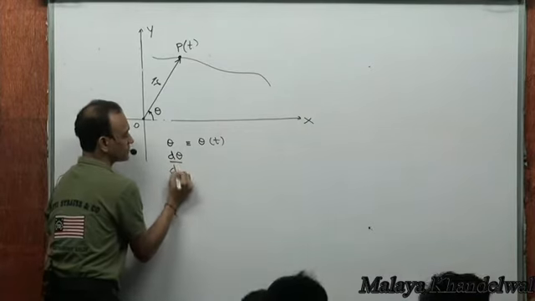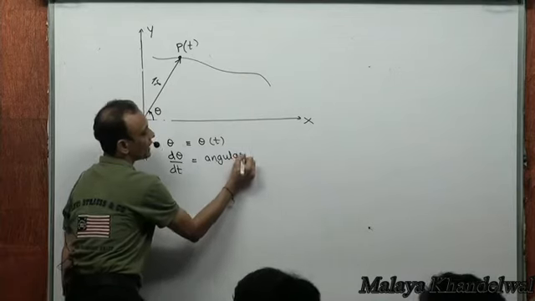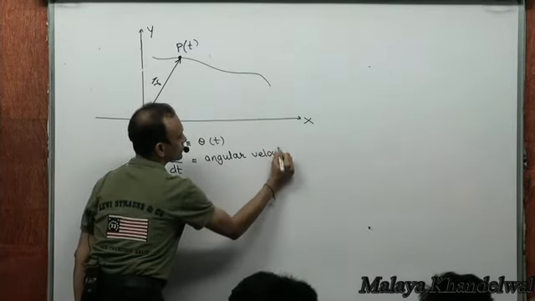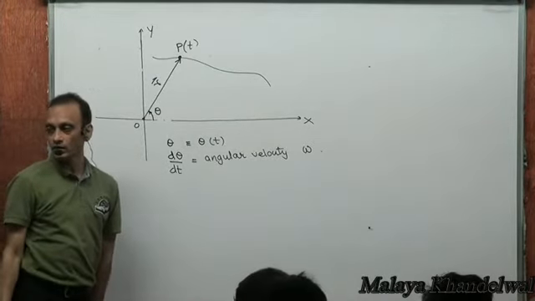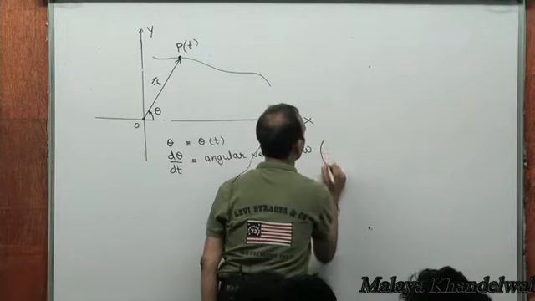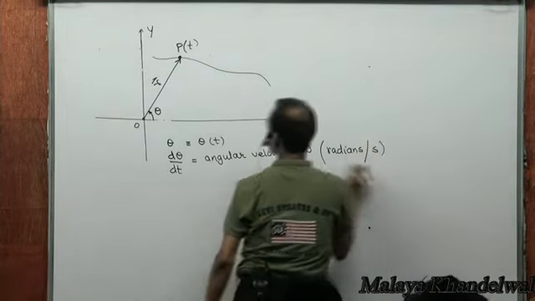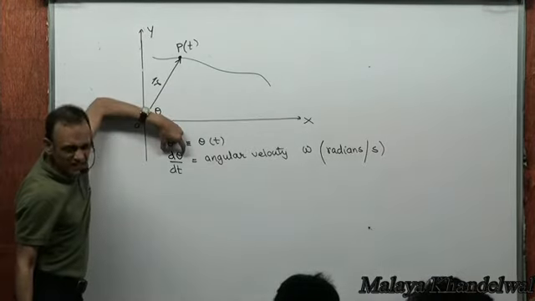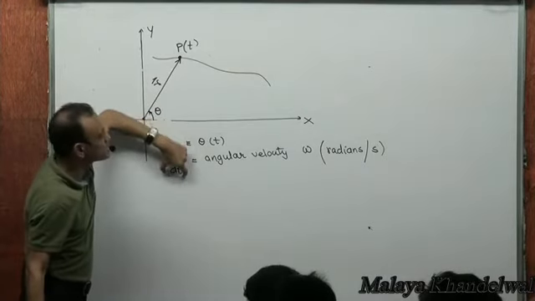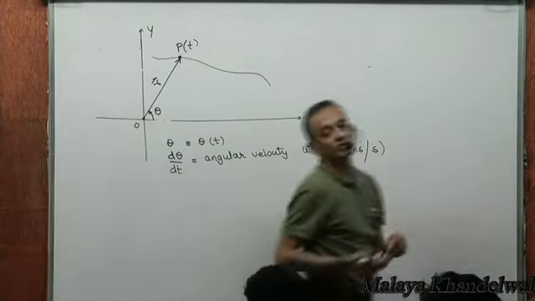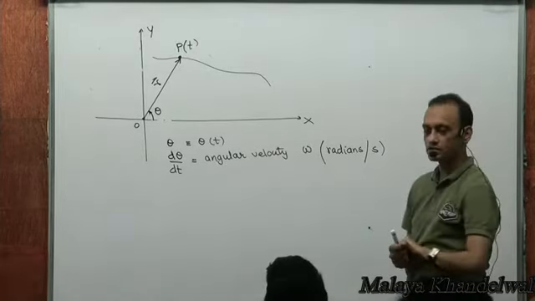change of theta with respect to time is called the angular velocity of the particle, and is commonly designated by omega. It is measured in radians per second. This d theta is change in angle, which is radians. Dt is change in time, which is seconds. So radians per second is a commonly used unit of angular velocity.